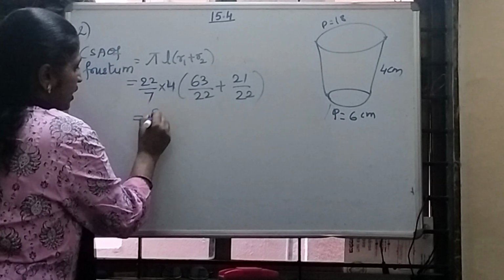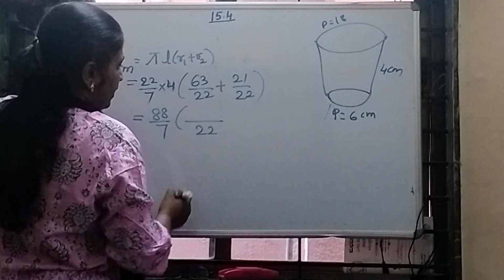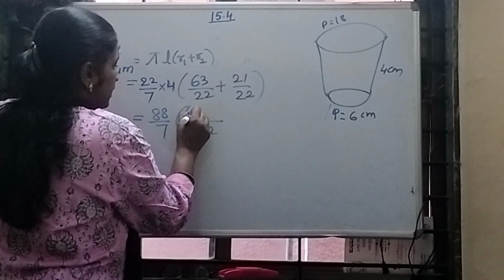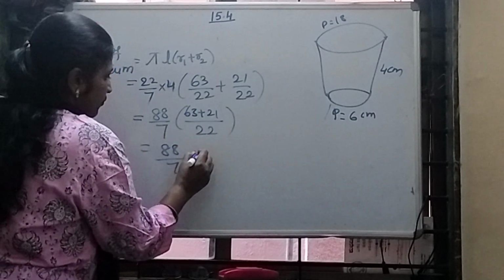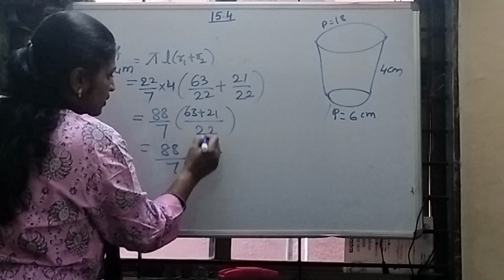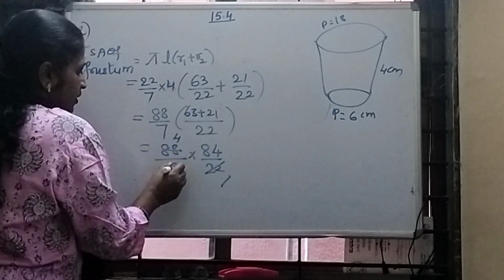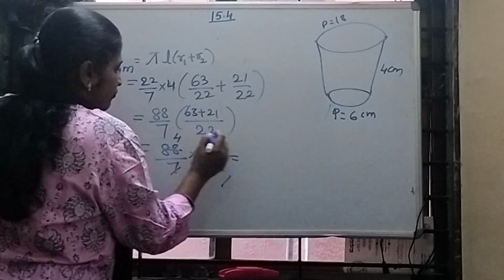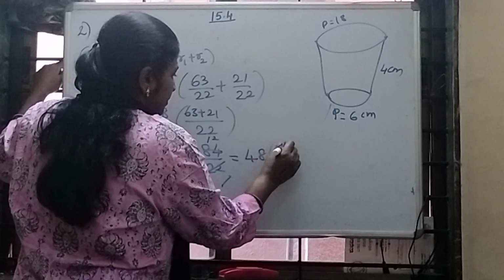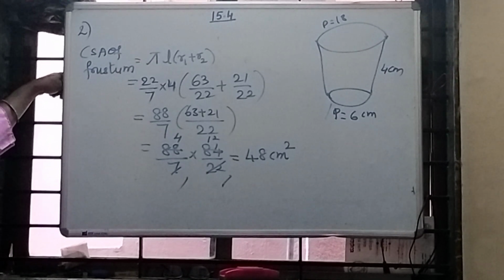Now 22 fours are 88 by 7. The denominators are the same, so there is no need to take the LCM. Directly add 63 plus 21, which is 84. Then 84 divided by 22 multiplied by the rest: 22 fours are 88, 7 twelves are 84, and 12 fours are 48 centimeter square. Because it is a curved surface area, it is 48 centimeter square. That is the curved surface area of the given frustum of cone.